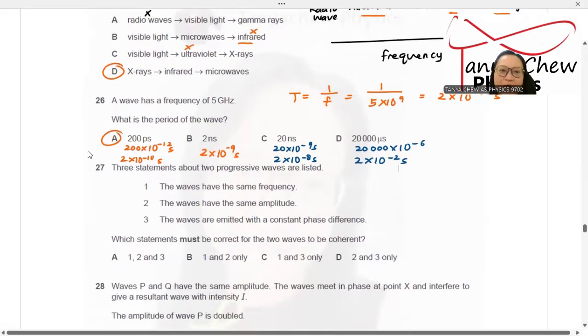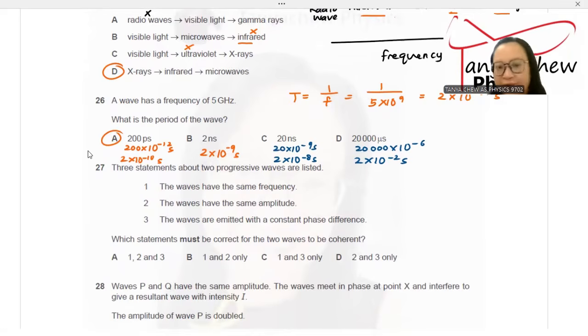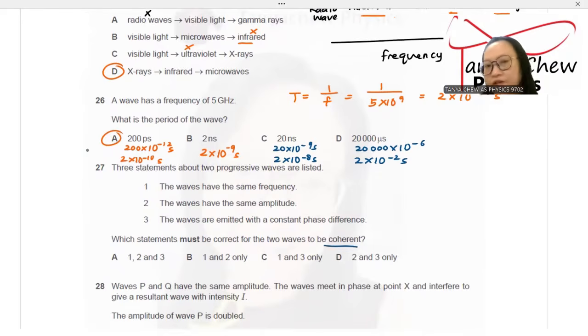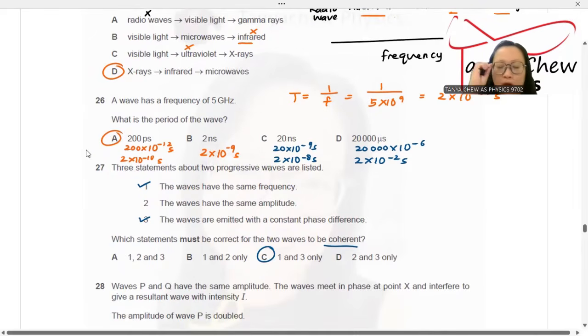Number 27, 3 statements about 2 progressive waves are listed. Number 1, the waves have the same frequency. Number 2, the waves have the same amplitude. 3, the waves are emitted with a constant phase difference. Which statements must be correct for the 2 waves to be coherent? You should remember the definition of coherent. The waves must have constant phase difference or zero phase difference, or they have to have the same period, same frequency. 1 and 3 are correct.